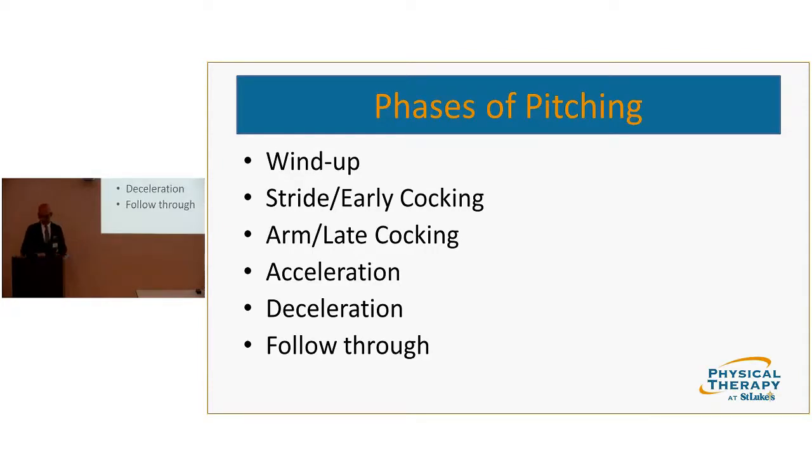So there are your 6 phases. In some of the literature, you'll see it called stride. The second phase is wind up. Stride or early cocking, again, you'll see it referred to as both. It's either arm cocking or late cocking. We'll talk about each. I'll go through what each step entails: acceleration, deceleration, and then follow through.